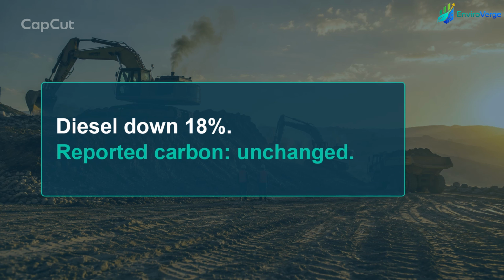Diesel down 18%. Reported carbon unchanged. That's not a mistake in the maths. It's a mistake in the boundary. A site team cut fuel, evidenced it, and still couldn't claim the reduction. If you've ever had a carbon claim challenged and couldn't work out why, this is usually where it went.